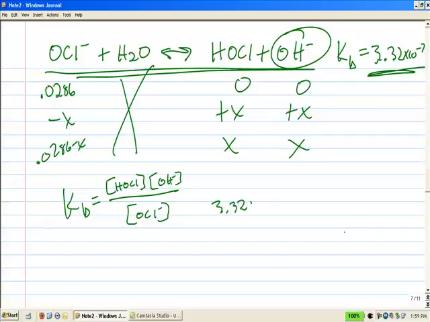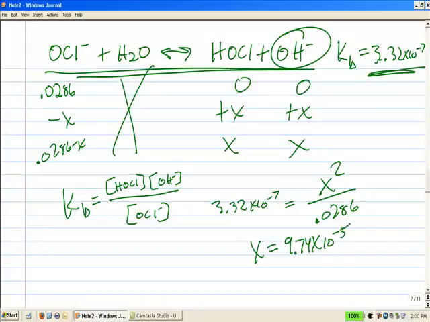So 3.32 times 10 to the minus 7th equals 0.0286 over x squared. Oh my gosh, I did that backwards. I'm an embarrassment to the chemistry community. x squared over 0.0286. Wow. It's been a long week, I guess. So 3.32 times 10 to the minus 7th times 0.0286. I'm going to take the square root of that to get x, and I get an x value equal to 9.74 times 10 to the negative 5th.